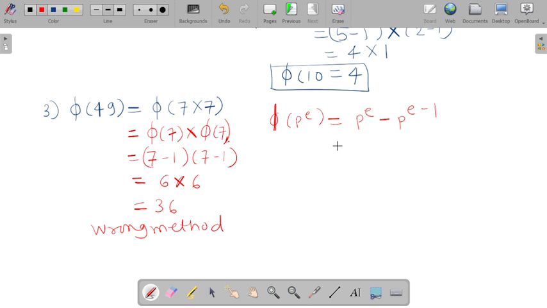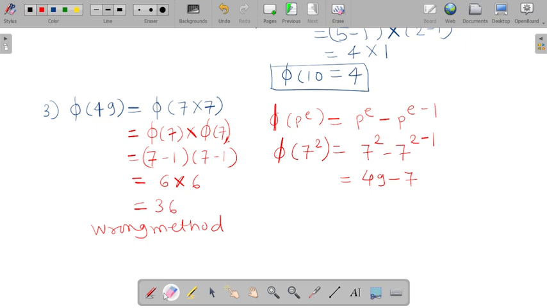So phi of 7 raised to 2, because this 7 appears 2 times in 49, that is 7 into 7. So phi of 7 raised to 2 is nothing but 7 raised to 2 minus 7 raised to 2 minus 1. So 7 raised to 2 is nothing but 49, and 7 raised to 2 minus 1, that is 7 raised to 1. You got the answer, that is 7.